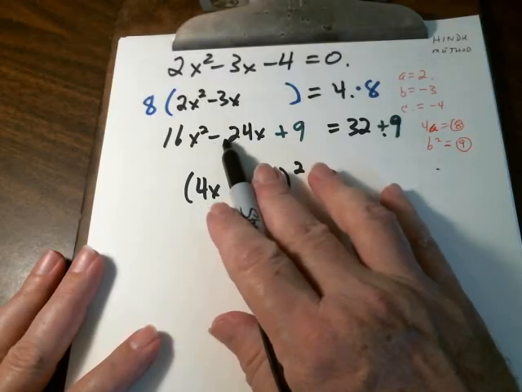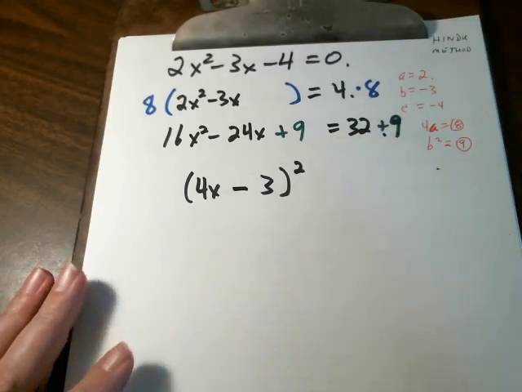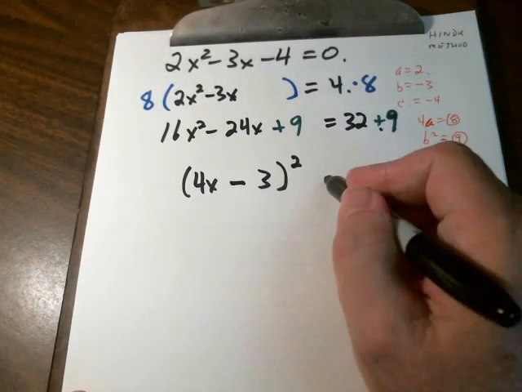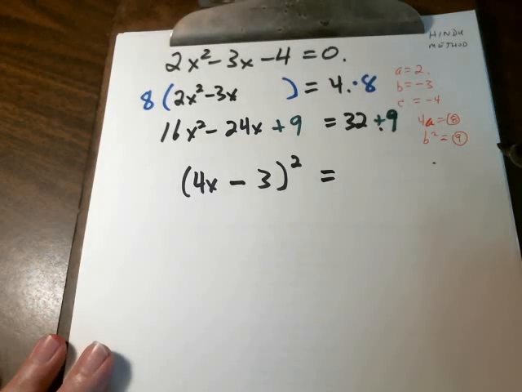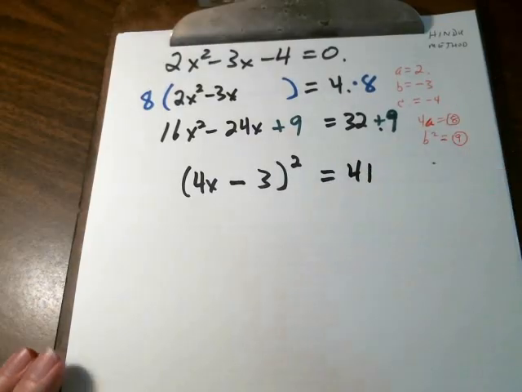Next, the operation. In the middle term here, the operation was subtraction. Therefore, the operation inside the squared binomial will be subtraction. On the right side, we have to add 32 plus 9. That should be 41.